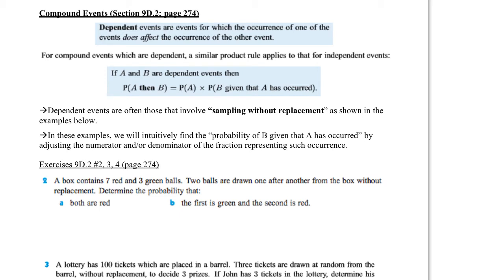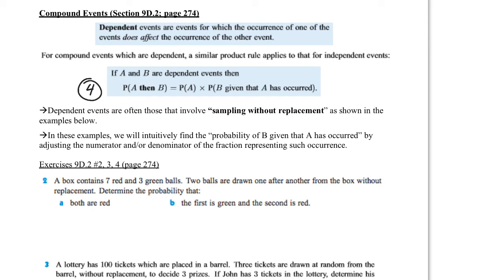So now we kind of have to tweak our multiplication rule. In general, when we write a multiplication rule for the probability of A happening and then B happening, we multiply P of A times the probability of B given that A has occurred. So how do we do this B given A part?